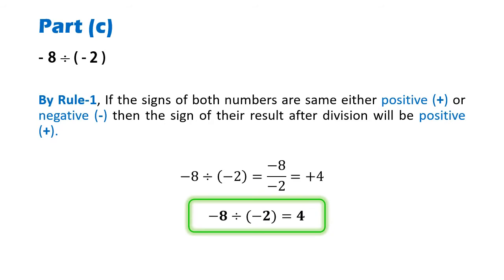Part C. -8 divided by -2. By Rule 1, if the signs of both numbers are same, either positive or negative, then the sign of their result after division will be plus. Therefore, -8 divided by -2 equals 4.